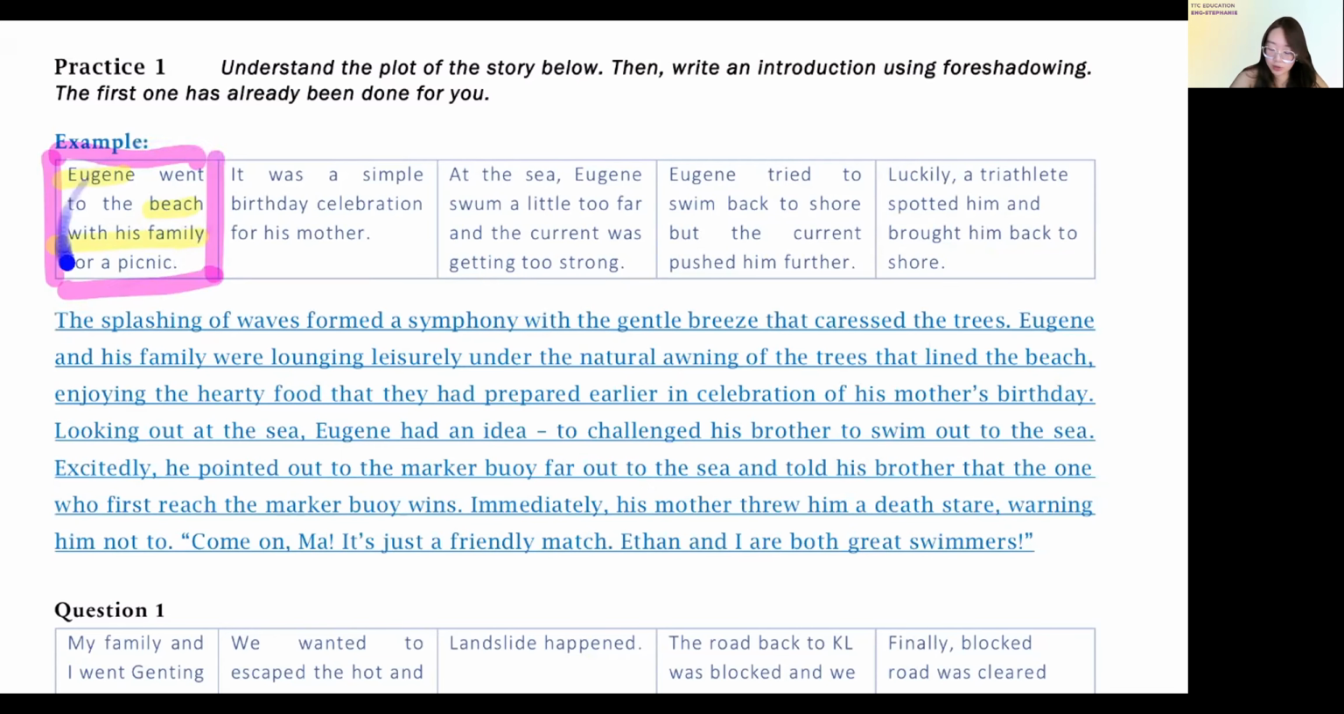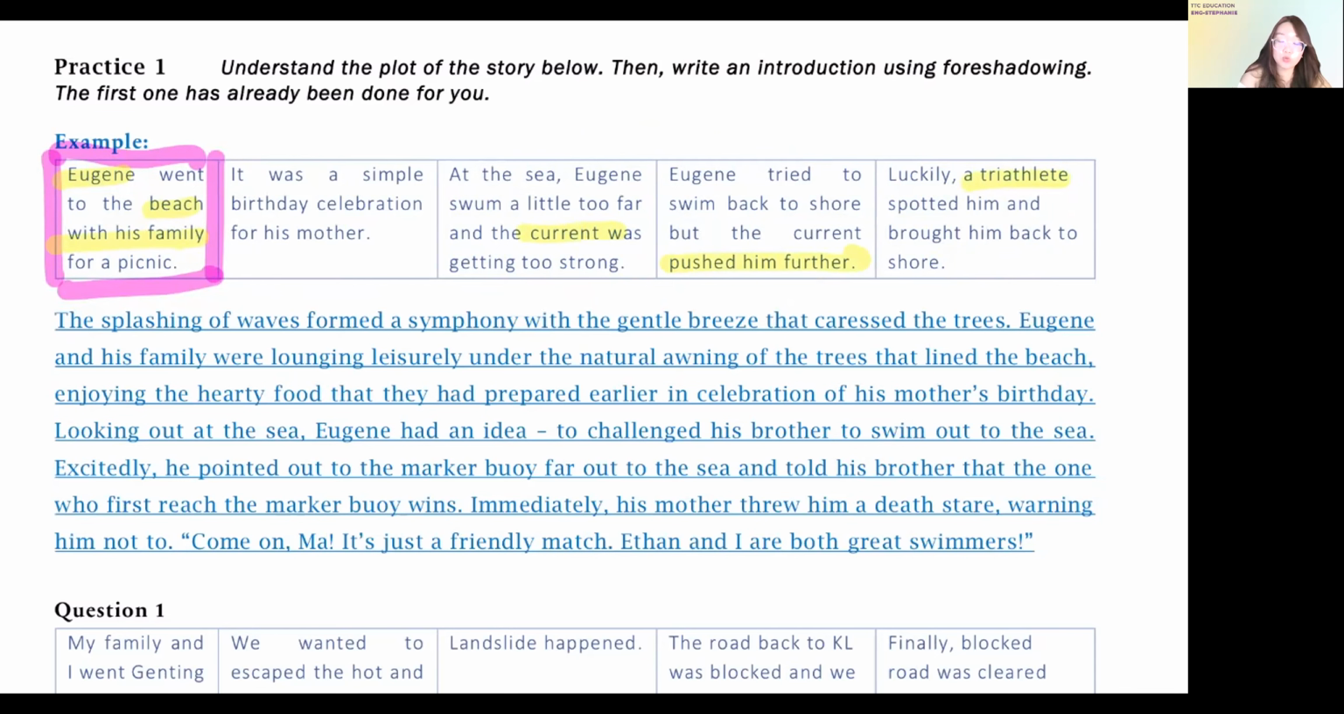So if this is the beginning of your story, a further description, swim a little too far, swim back but cannot, this likely will be your climax part. Then luckily a lifeguard spots and brings him back, saved him. It's your resolution and ending portion. So for the middle of this story, we know that what happened is the current is too strong and pushed him further. Then at the end of the day, a lifeguard will help him.